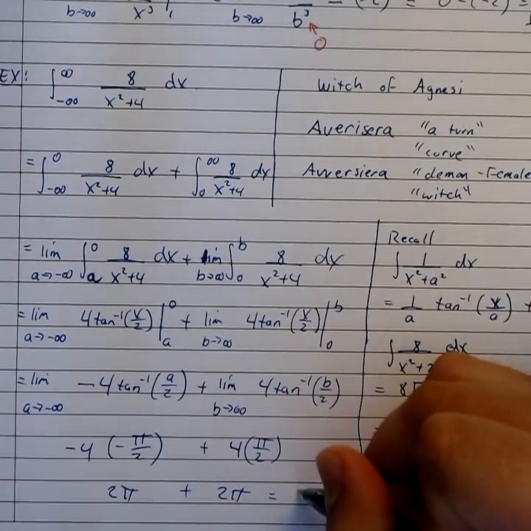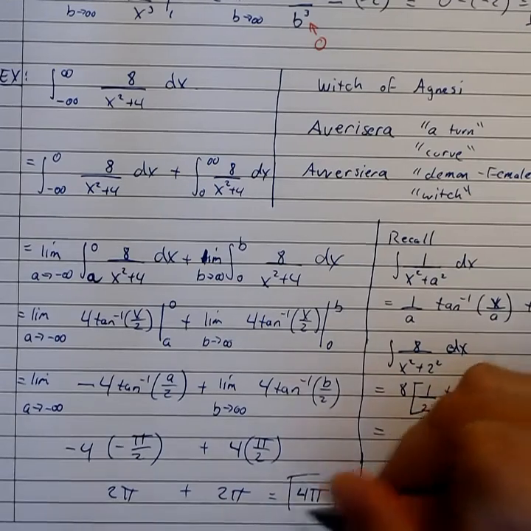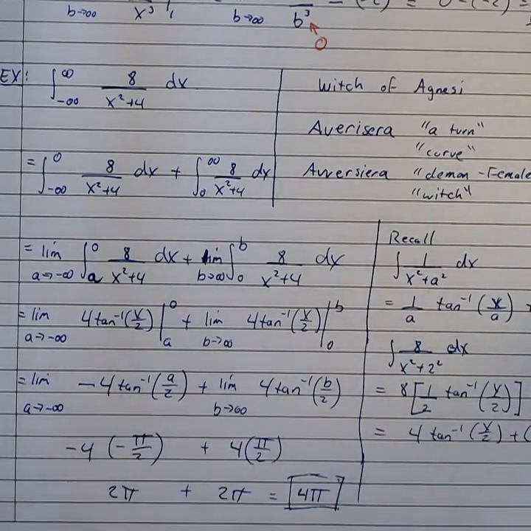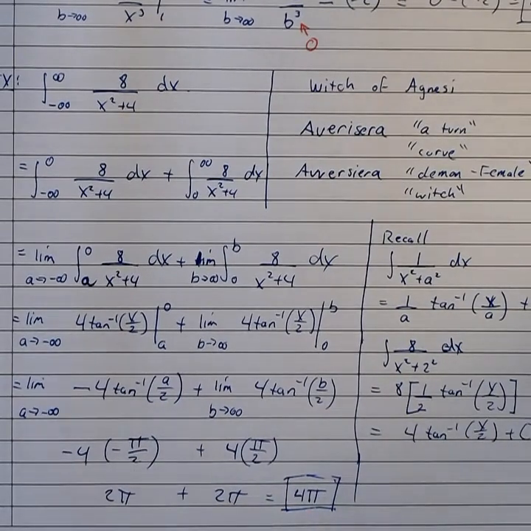get 4 pi. And yes, I did just hesitate to do that. All this other stuff I can do automatically, but I swear 2 plus 2 gives me 4. I actually had to stop and think about that for a second. So that is our result.